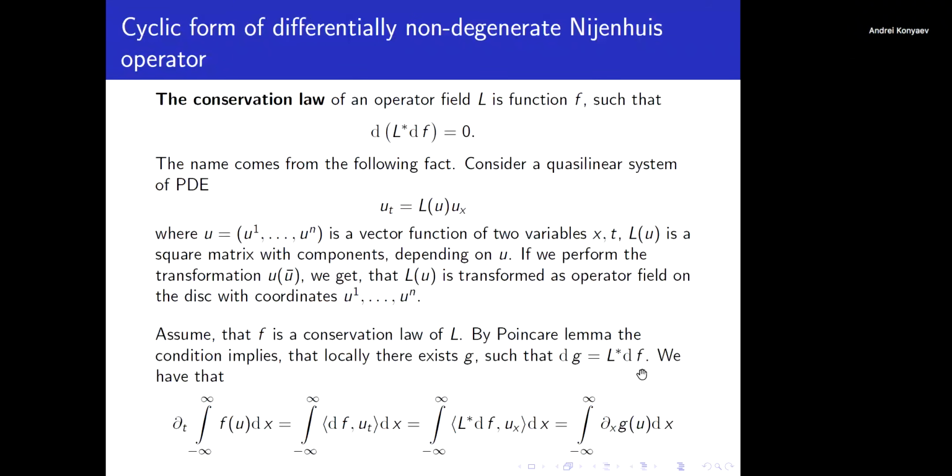So now we have the cyclic form of a differentially non-degenerate Nijenhuis operator, right? That's what we're going to discuss. It's a very simple part. We go through it, I think, rather quickly.